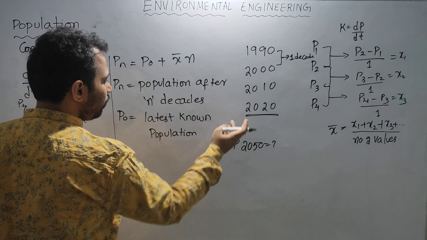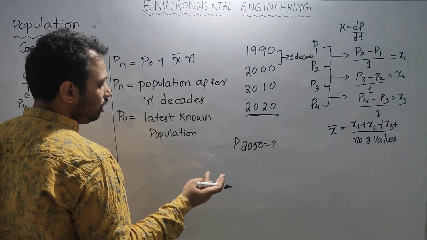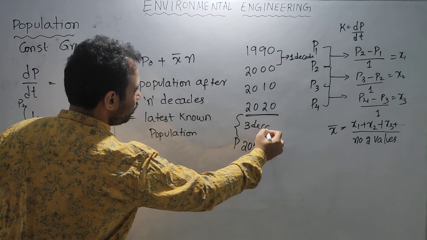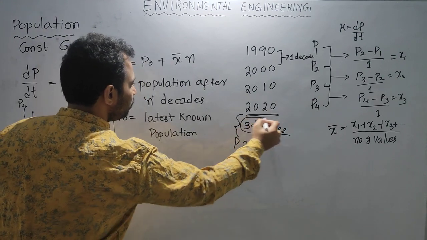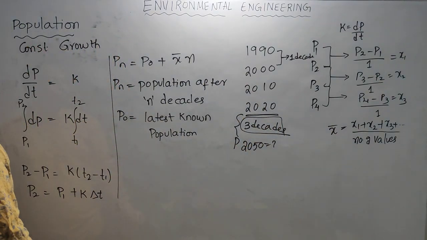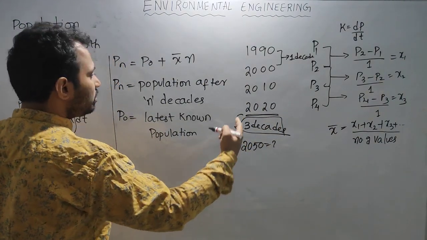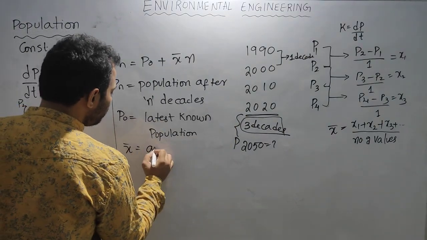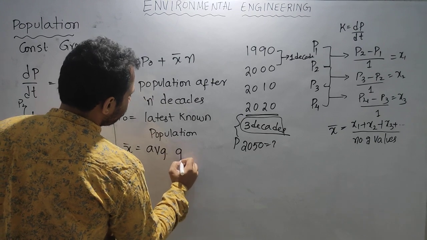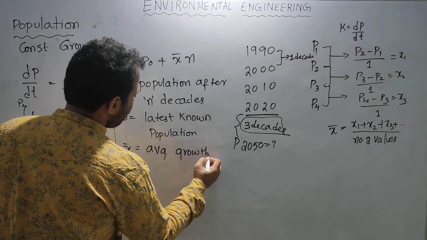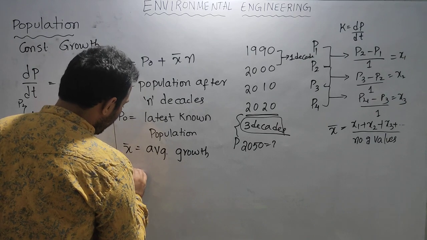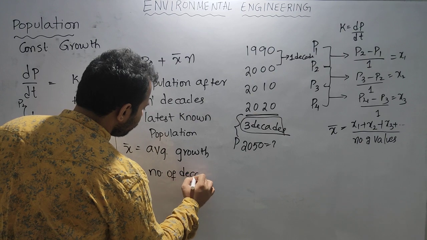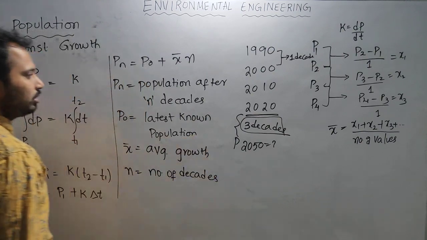N decades means 2020 to 2030, 2040 and 2050. Here there are 3 decades. So the latest known population is 2020, and we want the population in 2050, meaning the difference is 3 decades. X bar is the average growth, and n is the number of decades.